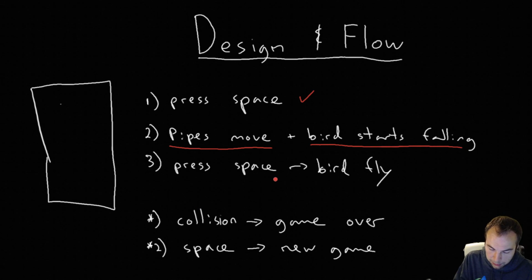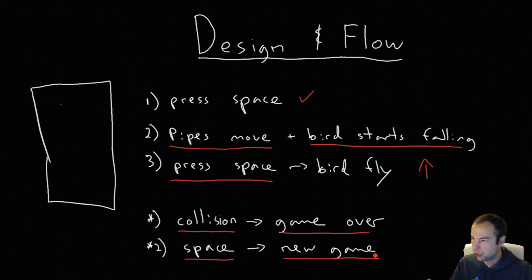When you press the space bar, the bird flies. So every time I press the space bar, my bird shoots upwards, kind of does a jump. When there's a collision, I get a game over. And when you press space bar after a collision has happened, we start a new game. Okay, so that's the general flow of this game. It is a simple game, as I said before, but it's a great way to start.